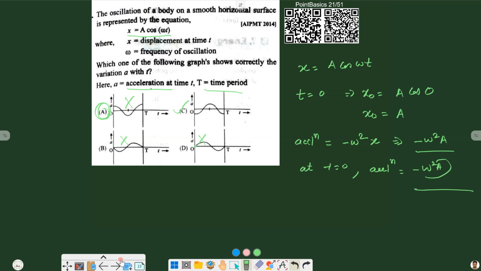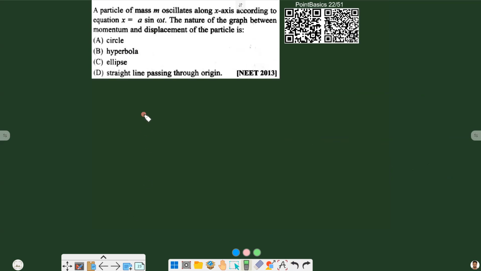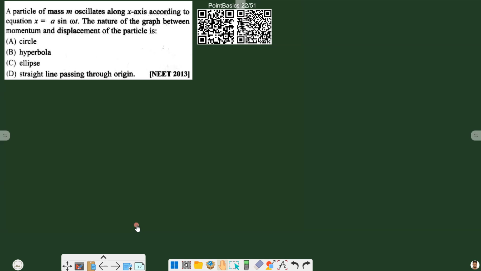Now moving to next question. A particle of mass m oscillates along the x-axis according to the equation x is equal to a sine omega t. The nature of the graph between momentum and displacement of this particle is equal to what? So we have to find out the nature of the momentum and displacement graph. First we will find the value for momentum for this type of graph, and then we will do further. So let's start.